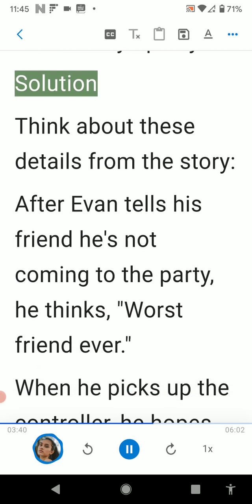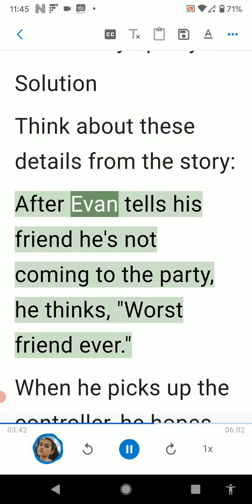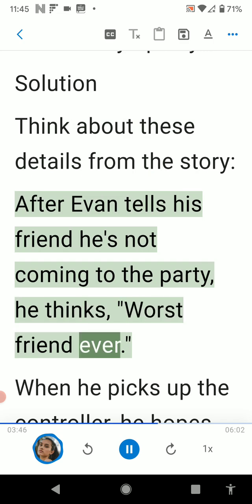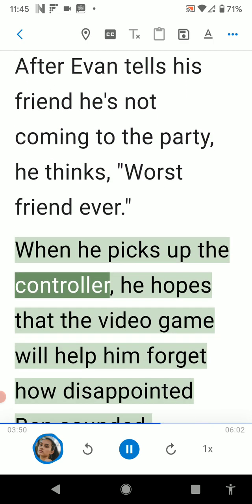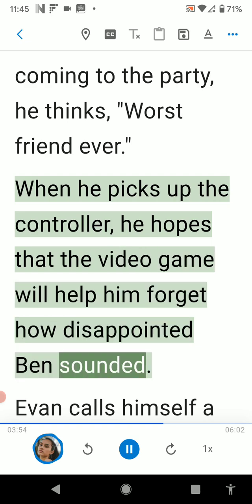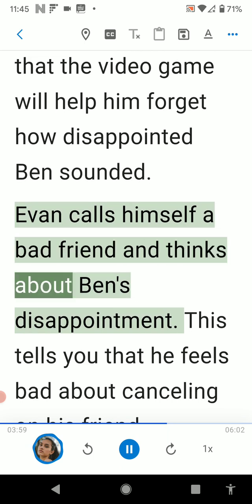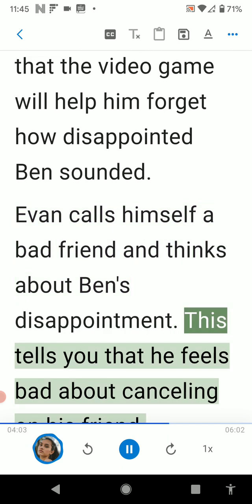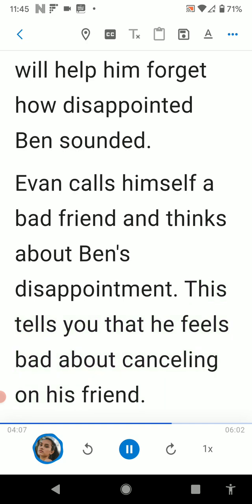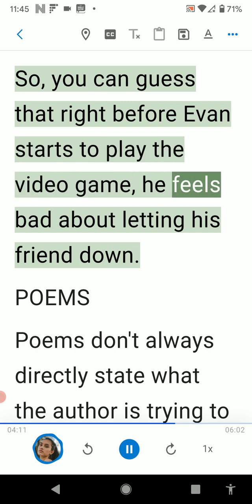Solution. Think about these details from the story. After Evan tells his friend he's not coming to the party, he thinks, worst friend ever. When he picks up the controller, he hopes that the video game will help him forget how disappointed Ben sounded. Evan calls himself a bad friend and thinks about Ben's disappointment. This tells you that he feels bad about canceling on his friend. So, you can guess that right before Evan starts to play the video game, he feels bad about letting his friend down.